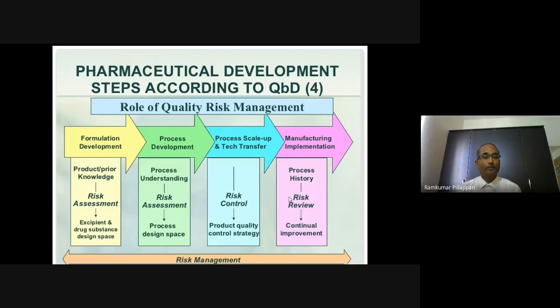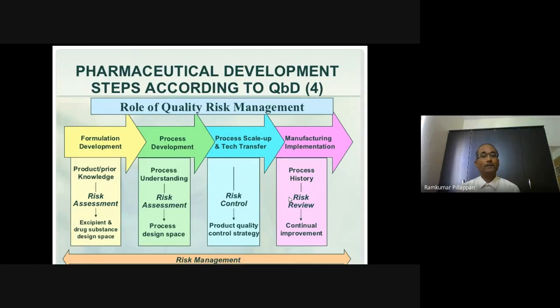Going to the process development. Many times, many people end up in quality issues because they have not understood the process properly. When I say not understood the process, one is the very suitability of the process, say aqueous granulation or non-aqueous granulation, is it direct compression or wet granulation? So the choice of the right process is most important. And this process also goes into the design space. I will explain what design space is later.